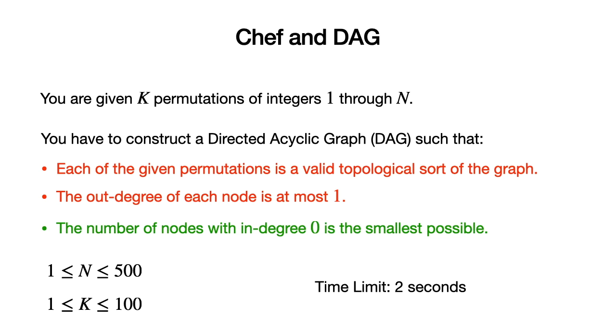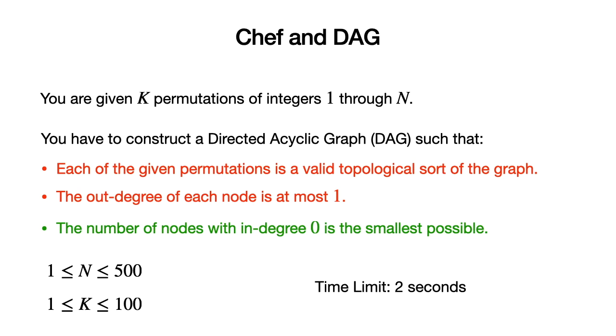Now let's quickly go through the terminology. A permutation is a randomly ordered list of integers from 1 through n such that each integer from 1 to n appears exactly once. Now, a directed acyclic graph is a graph in which all edges are directed and there is no closed chain of two or more nodes in the graph.